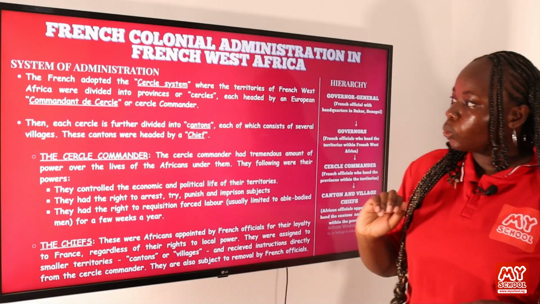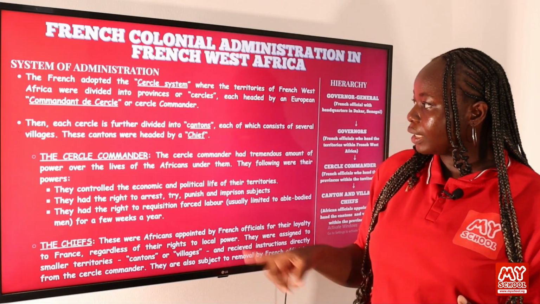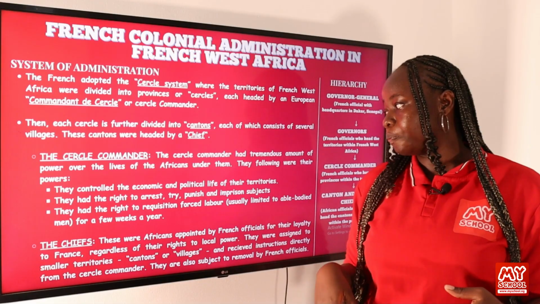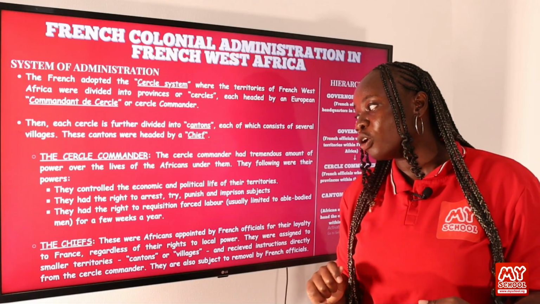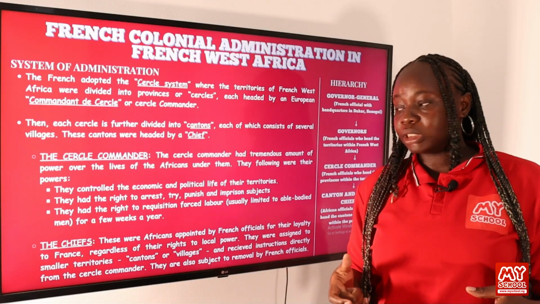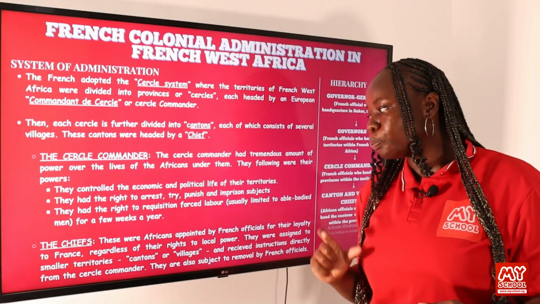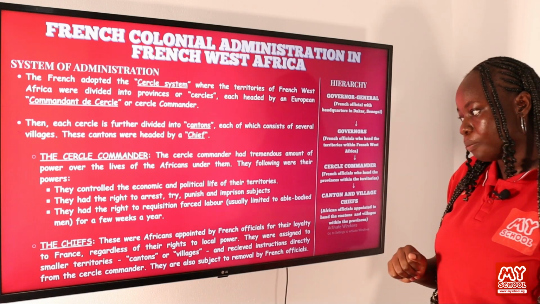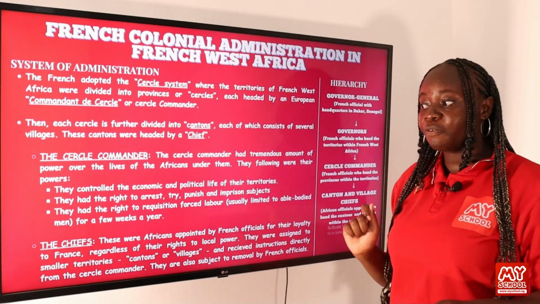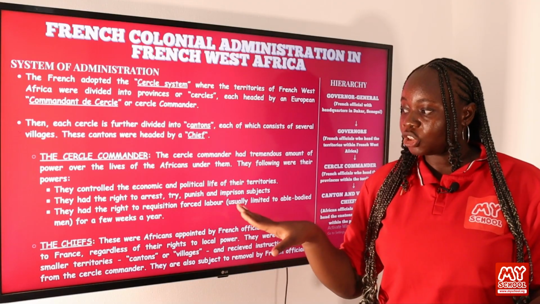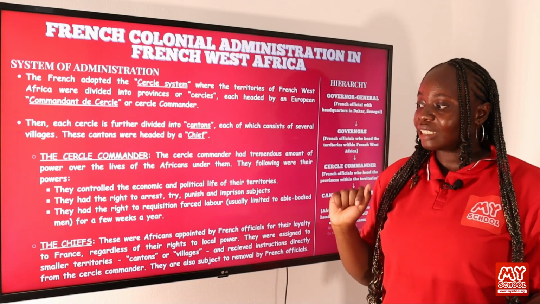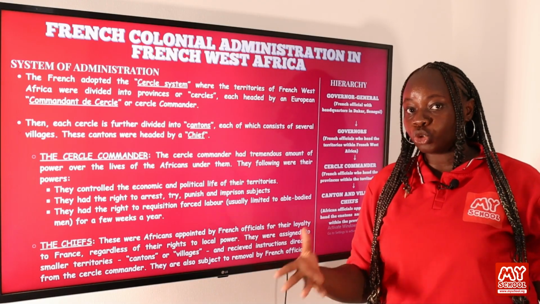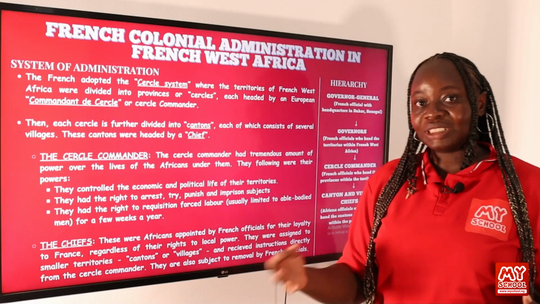All right, so let's look at the functions of the cercle commander. The cercle commander had tremendous power over the lives of the Africans under them. The following were their powers. They controlled the economic and political life of their territories. They had the right to arrest, try, punish and imprison the French subjects. They had the right to requisition forced labor, usually limited to able-bodied men for a few weeks a year. So when they requisitioned forced labor, what they mean is that they got them to do some jobs for the French without pay, or with little to no pay, for a few weeks within the year.